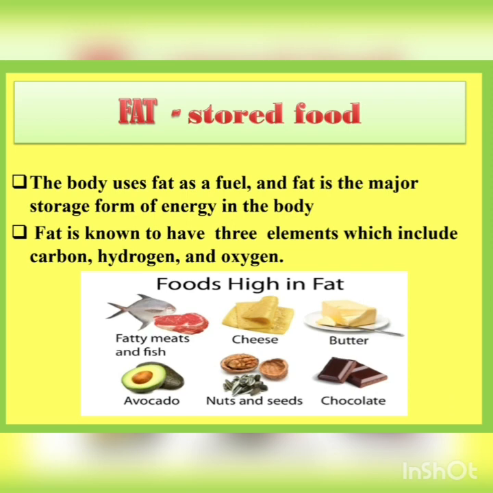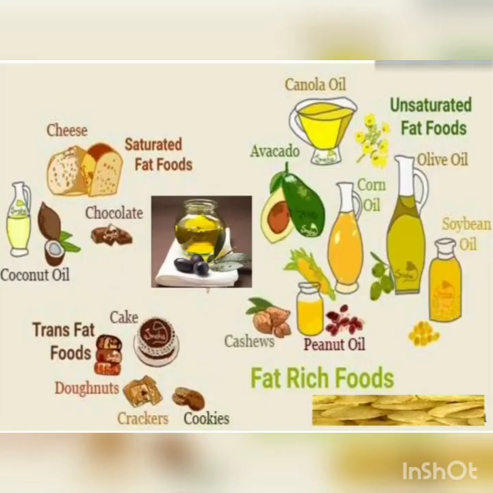Fats can be obtained from both plants and animals. Examples are given in this picture. From plants mainly we get oils, that is olive oil, corn oil, soybean oil, etc. From animals we get cheese and butter. It also includes nuts.